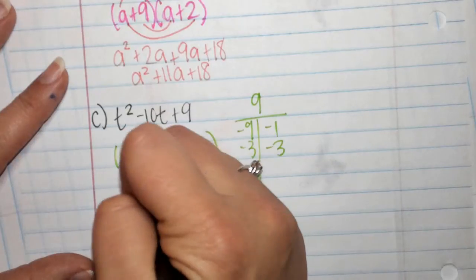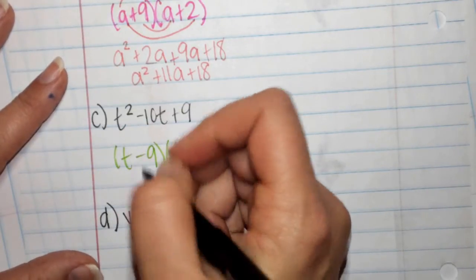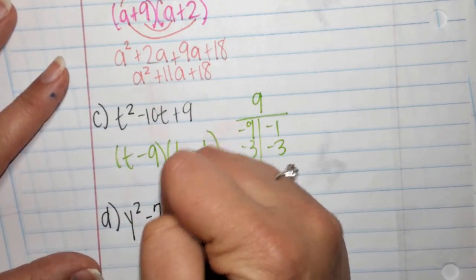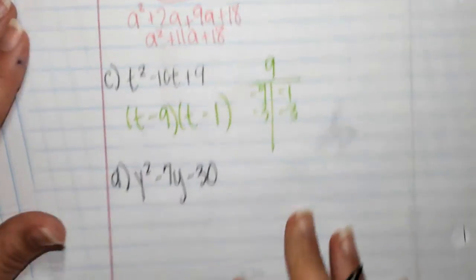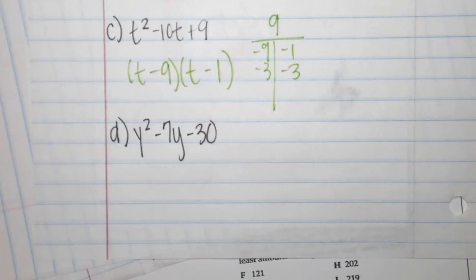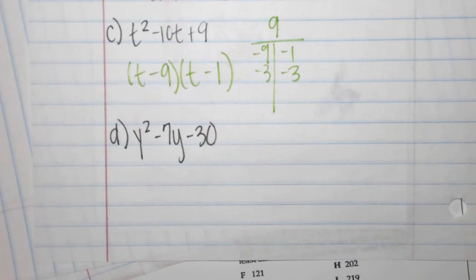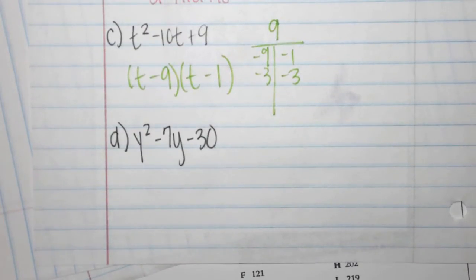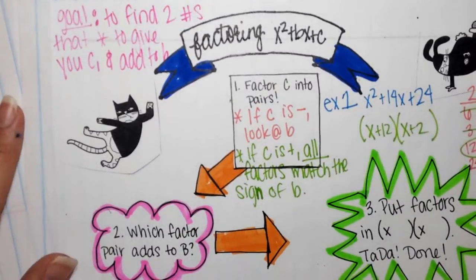Alright, so now, let's throw a curveball in here. Y squared minus 7y minus 30. Now, our directions say that if C is negative, look at B. And it doesn't tell us what to do from there, right? So we're going to add some notes on the front, turn it over.